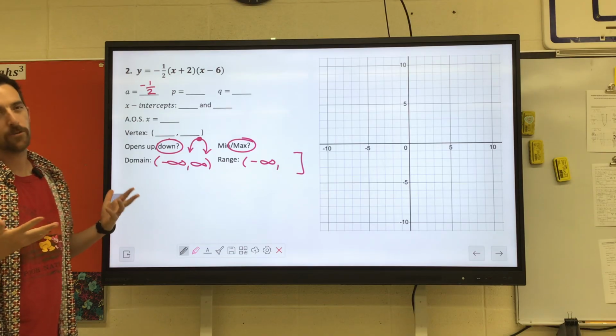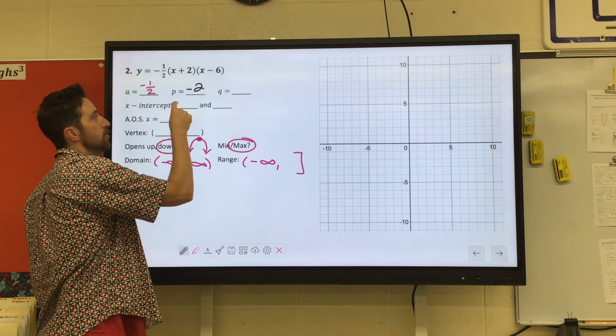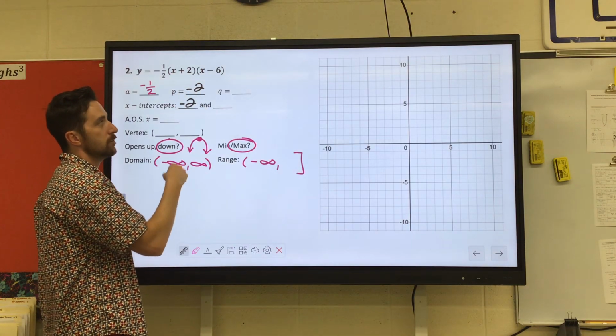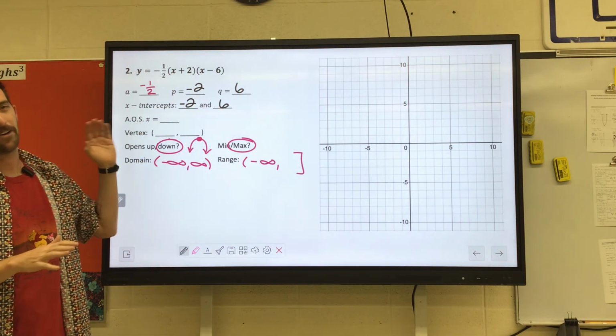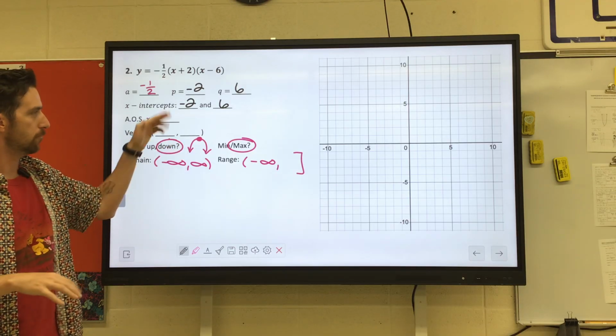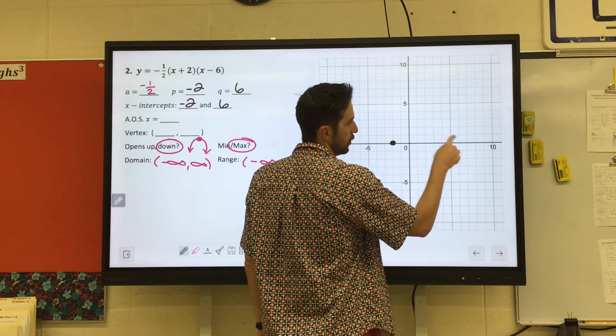Our P and Q are intercepts. I see x plus 2, so I know it could be negative 2. I see x minus 6, so that'll be positive 6. Go ahead and plot your x-intercepts on your graph. Negative 2 is over here. Positive 6 is over here.